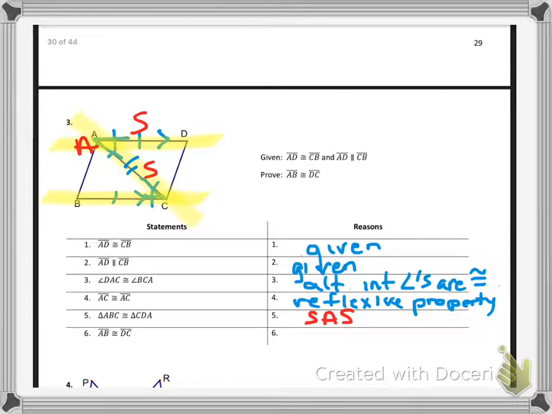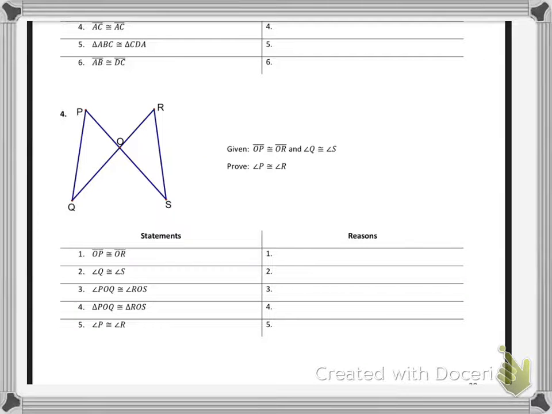Once we know that they're congruent, we can say that any part of them is congruent to another part. So I can now say that this line, AB, has to be congruent to this line segment, DC, because corresponding parts of congruent triangles are congruent. Done. Okay, one more.